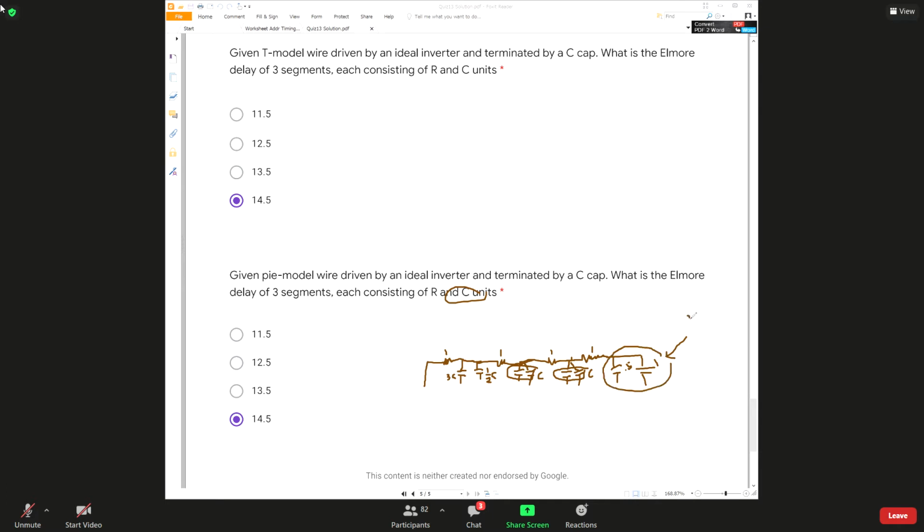One and a half. Exactly. 3/2 C's. Okay, that's the model. Is this model clear to you guys? And I think you can do the similar if you take a T model. T model just looks like this.